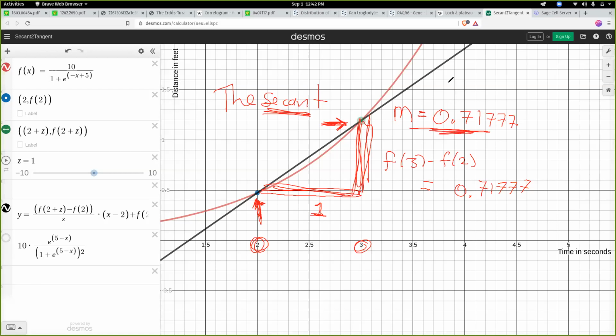So on the one hand, this is approximately equal to v of 2, which is the velocity of the ship at time t equals 2. It's approximately equal to that. Geometrically, it's the slope of the secant line. Okay, so here's a question. So this is an approximation. What can we do to make the approximation better?